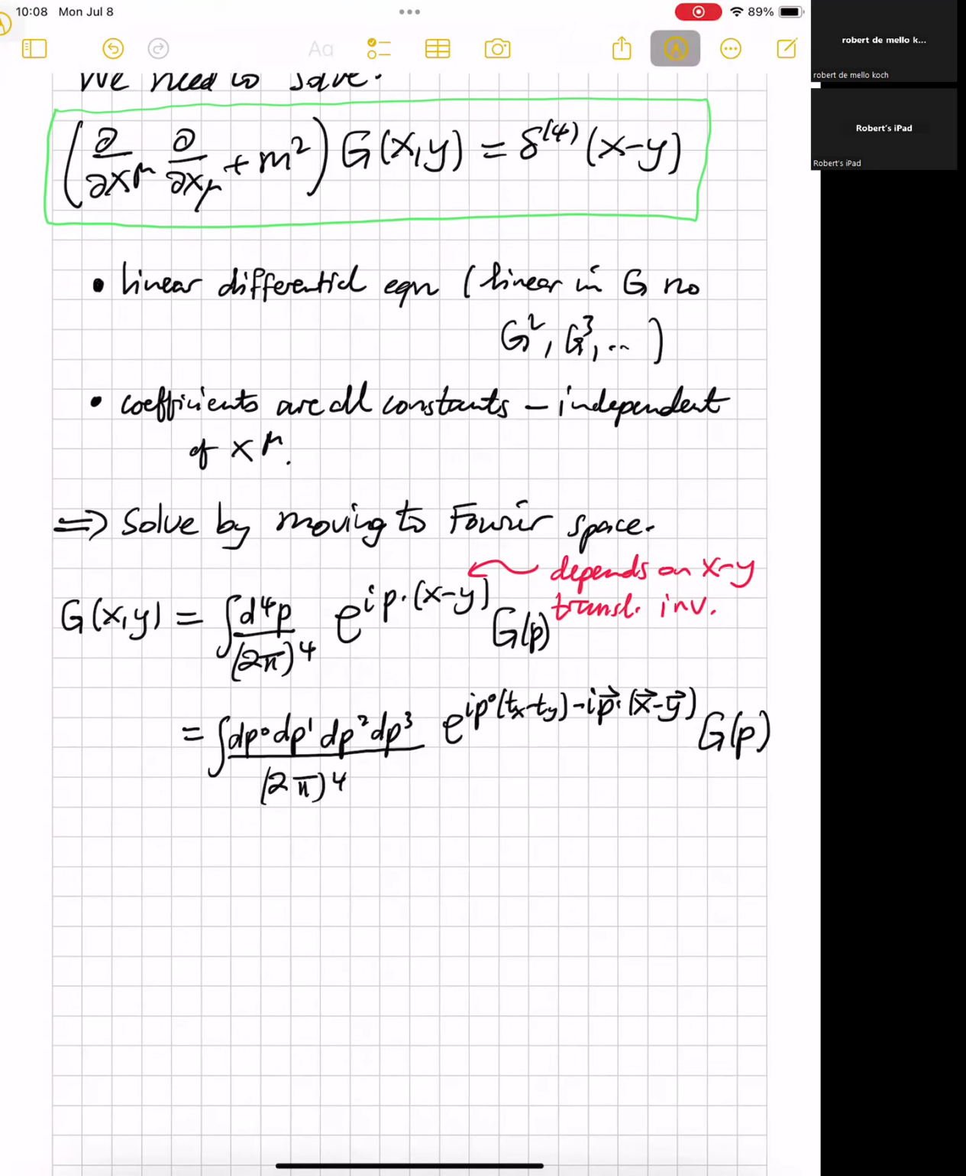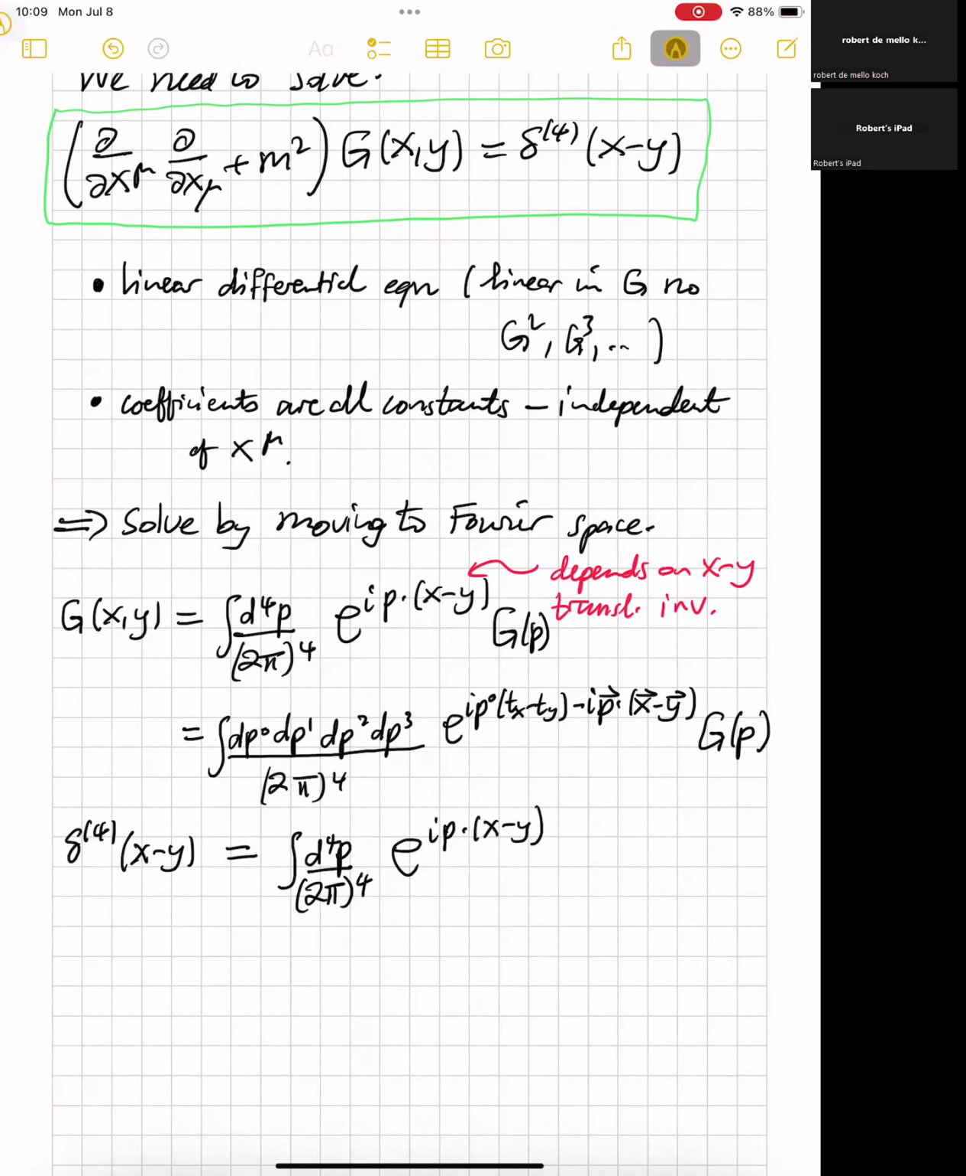Good. The other thing that we're going to need is the Fourier representation of the delta function. I think I've said this before, but let me say it again. This is such an important formula, you really should commit it to memory. The delta function, delta 4 of x minus y, is an integral d4p over 2 pi to the 4, and then we have e to the i p dot x minus y.